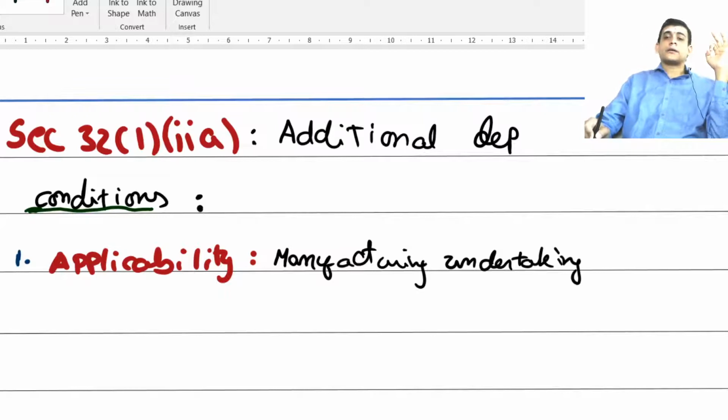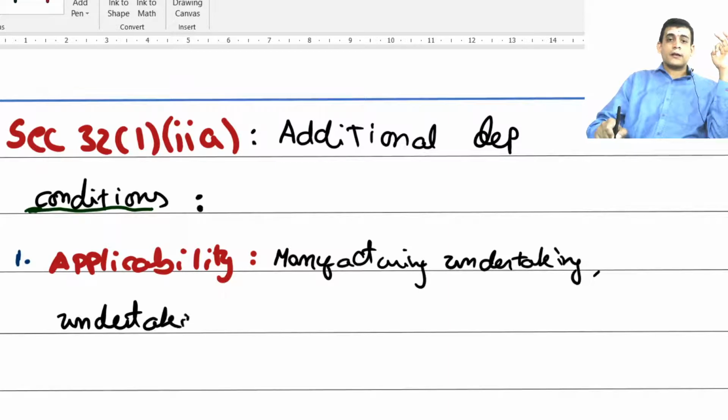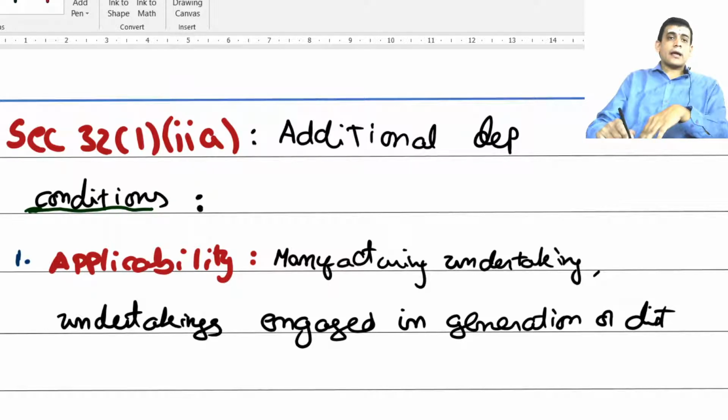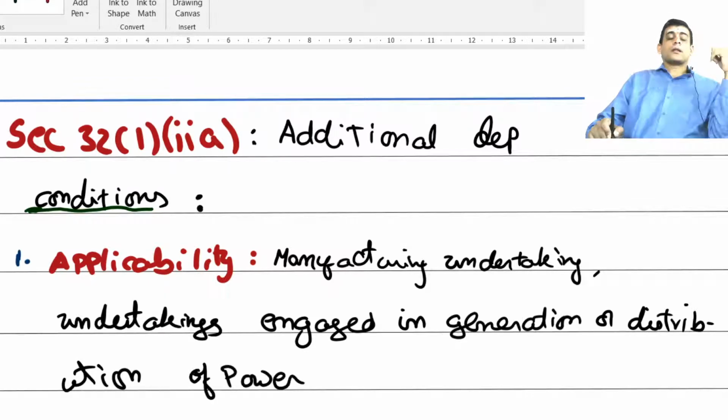Along with the manufacturing undertaking, this section is also applicable for whom? This section is also applicable for those undertakings engaged in generation or distribution. So you are engaged in generation or you are engaged in distribution. Distribution of what? Engaged in generation or distribution of power. Then to those people this additional depreciation will be applicable if further conditions are satisfied.